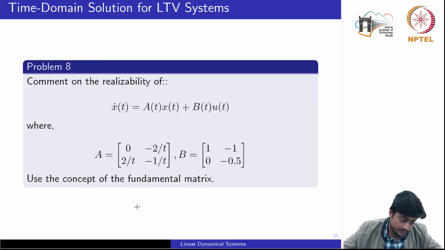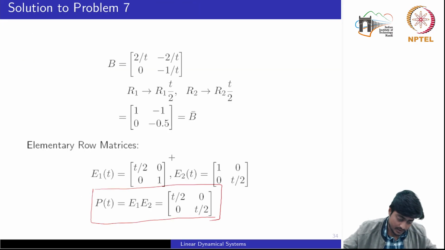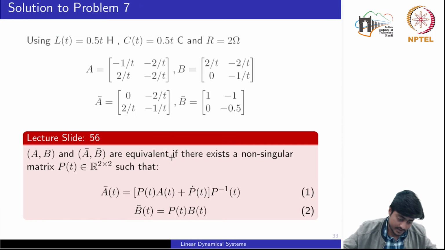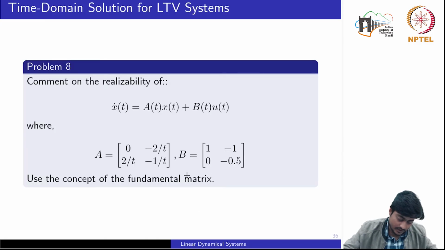Going to the time domain solution for that LTV system. Here we are taking the AB matrices as this one. You can see that these AB matrices are possibly the matrices which we have written for the second part, considering this phi and this charge as the state variables. So there are 2 points we want to solve here. First, we want to comment on the realizability, and the second point is we want to compute the fundamental matrix.